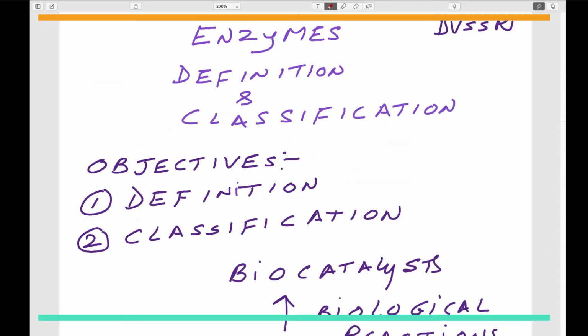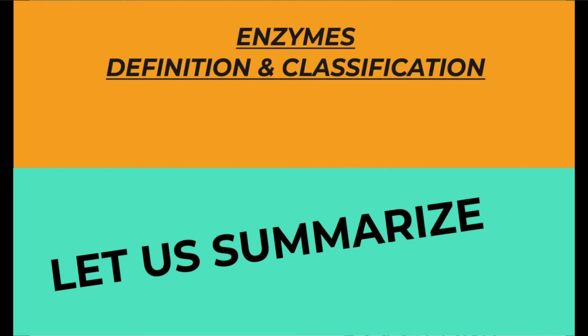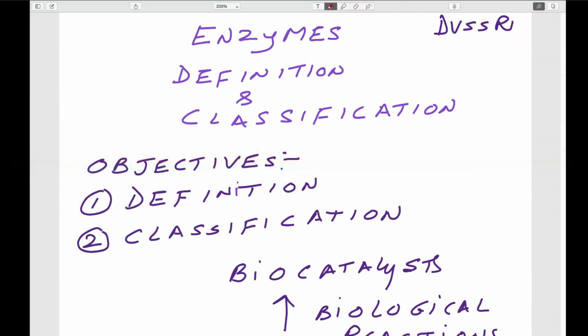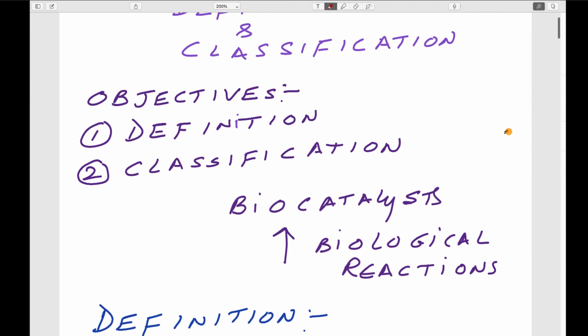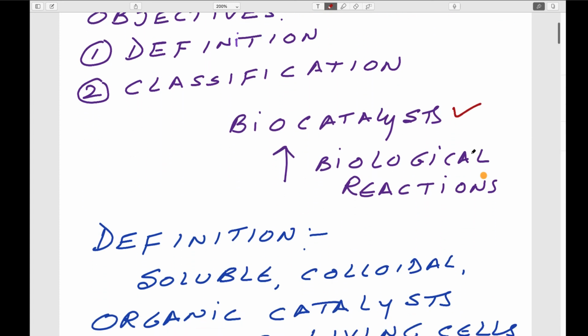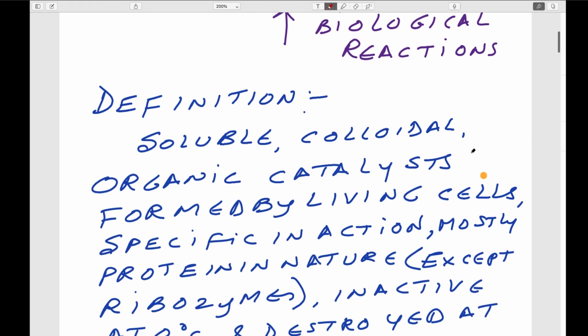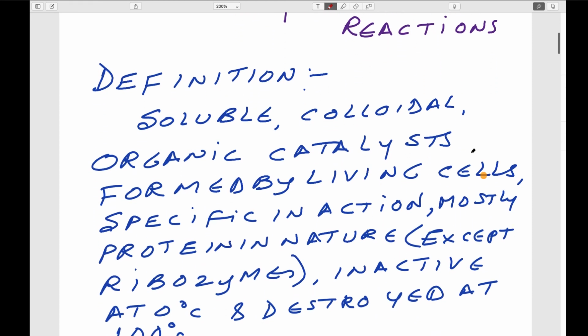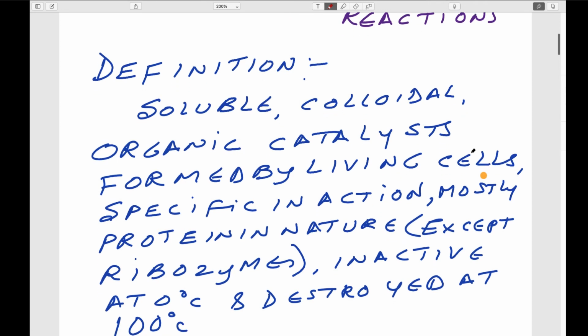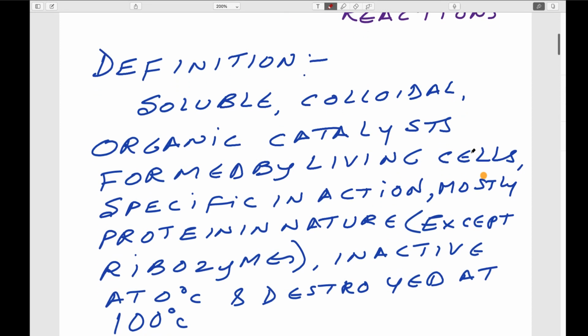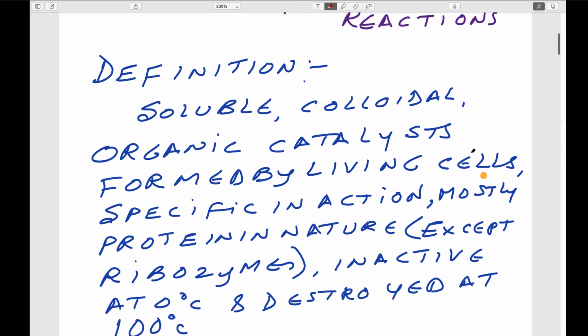Let me now sum up the things which you have studied. In this session, we have taken up the definition and classification of enzymes. As I said, enzymes are biocatalysts, so they increase the rate of biological reactions. They are superior to the catalysts, that means inorganic catalysts and metals. They are much faster, more specific, and highly sensitive. Then, based on that, we have defined enzymes.